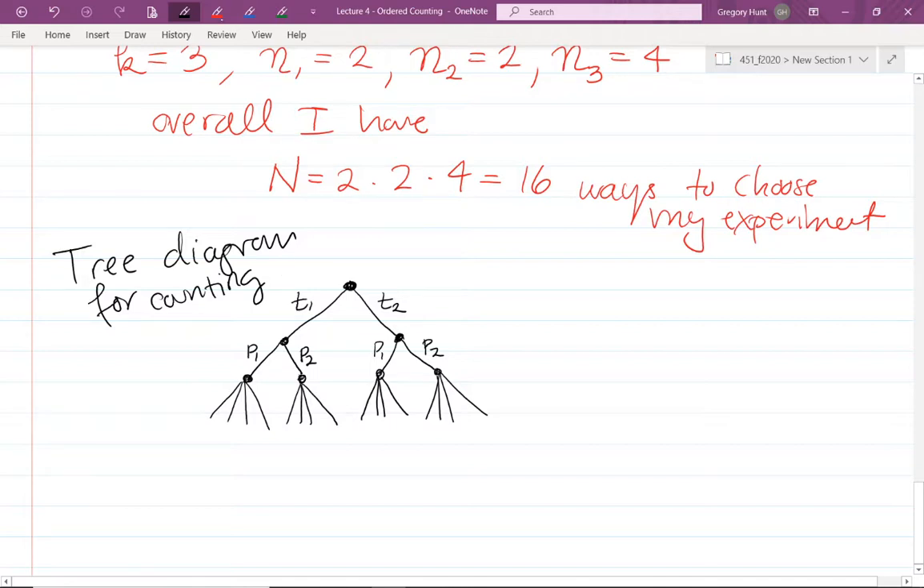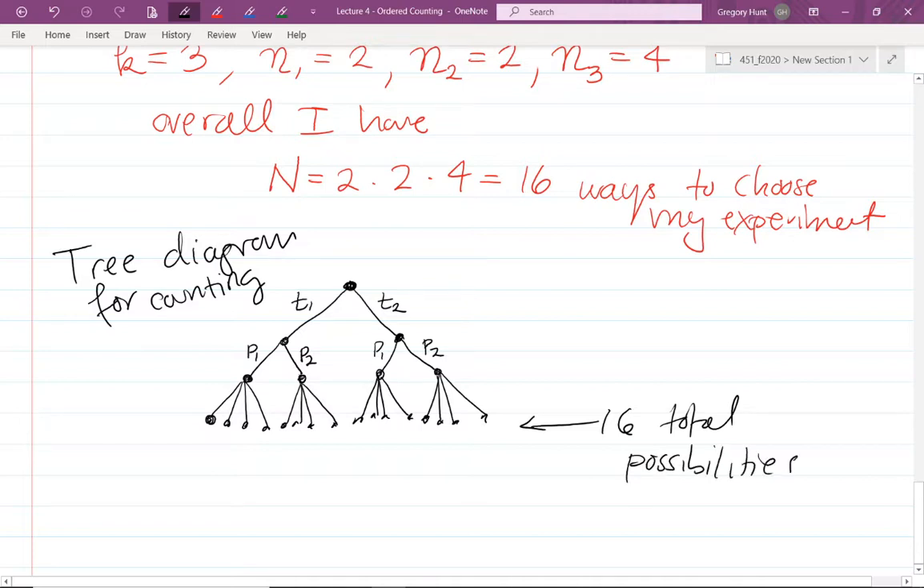And notice that the number of leaf nodes at the end here, the end points here, is what, 4, 8, 12, 16. 16 total possibilities. So this is another way of counting the problem. The visual way is to see that, if I draw this diagram, the number of leaf nodes at the end of my tree is the total number of possibilities.